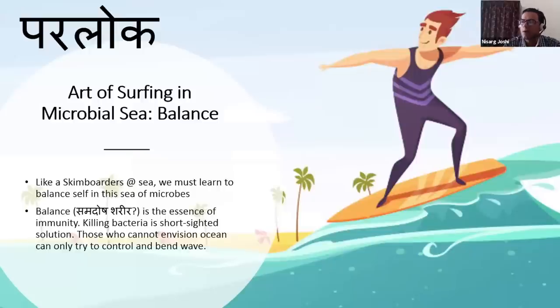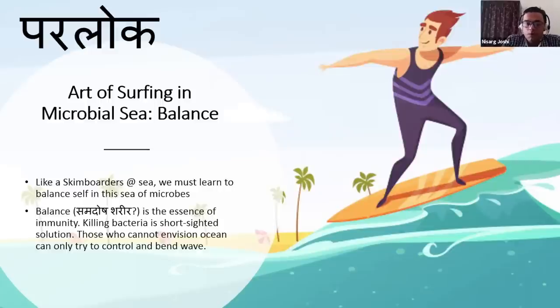Now let's talk about the microbes in the form of parlok and ihlok. The first and foremost thing that we need to understand is the art of surfing in the microbial sea. As you know, surfing on the sea is an art, right? You can't just go and surf on the sea if you don't have practice. And that practice comes with continuous effort. So like skimboarders at sea, we must learn to balance ourselves in this sea of microbes.